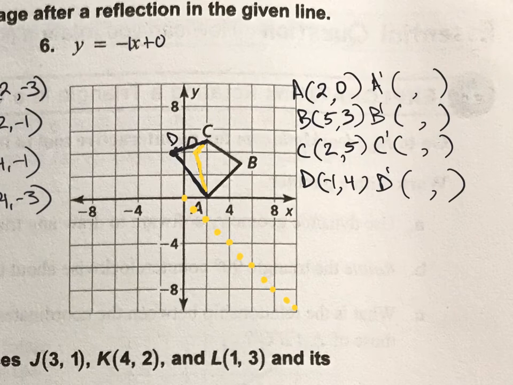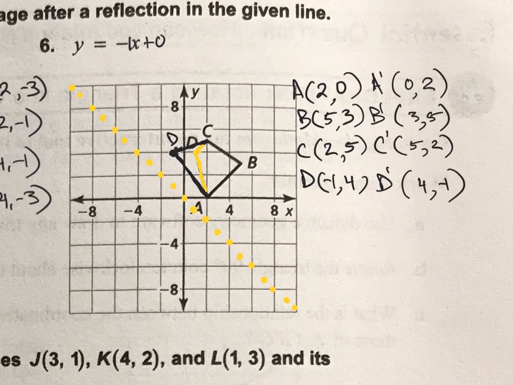Okay, so your y equals mx plus b, negative 1, x plus 0. This is the line that you're reflecting over. There's only one difference between this and the last problem. It's still y equals negative x. The last one was y equals x. So you still flip your numbers. So 0, 2, 3, 5, 5, 2, and 4, negative 1.